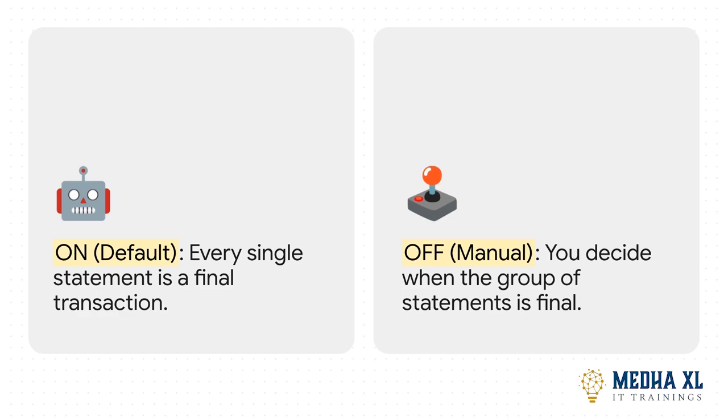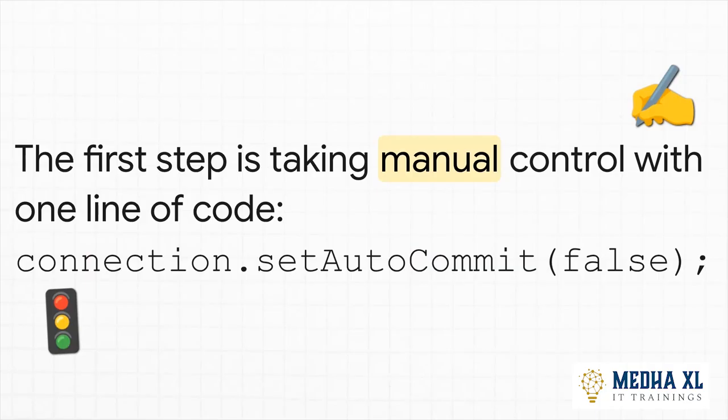We need manual control. So how do we grab that control? It's surprisingly simple. It's this one line of code right here. By setting auto-commit to false, we're basically telling the database, hey, hold on a second. Don't make anything permanent just yet. I'm running a few things, and I'll let you know when the whole operation is actually done.